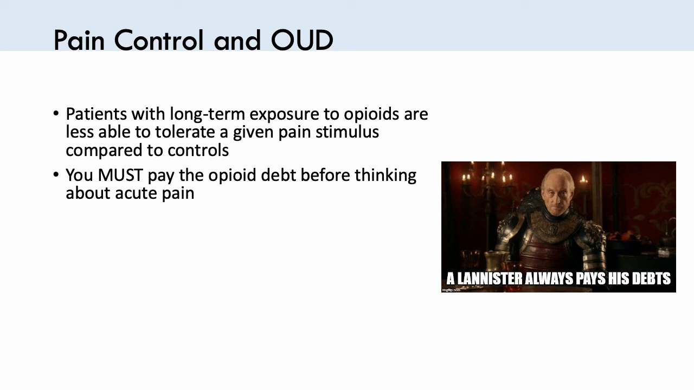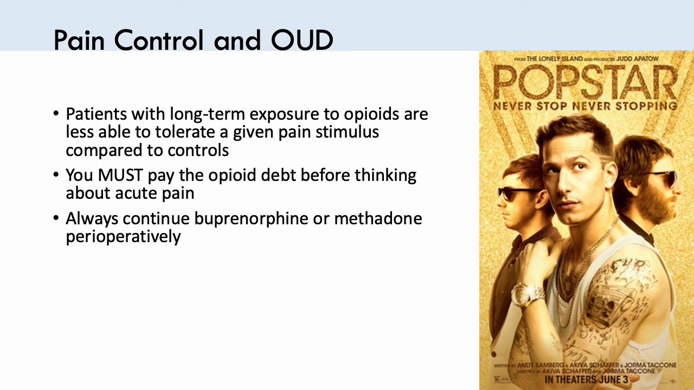Another consideration is that patients with opioid dependence need a certain amount of opioid in their system in order to feel okay or neutral. This amount is their opioid debt. If you're not meeting the debt, they have withdrawal, including sympathetic overdrive. For this reason, you must pay the opioid debt before you are able to treat acute pain. That's the reason it's usual practice to continue buprenorphine or methadone perioperatively.